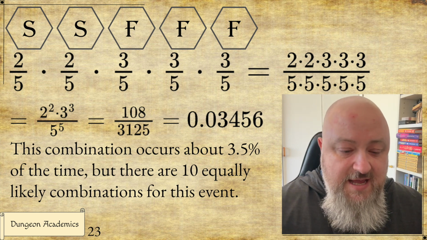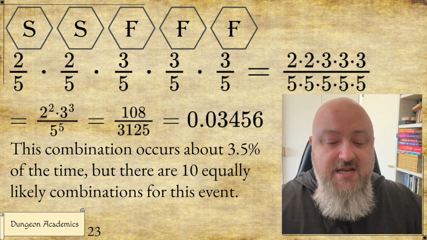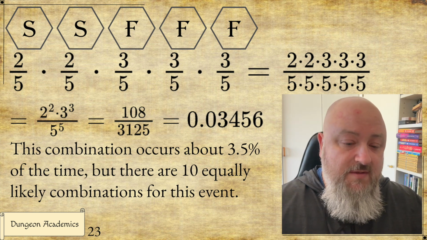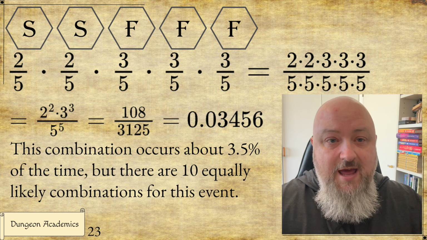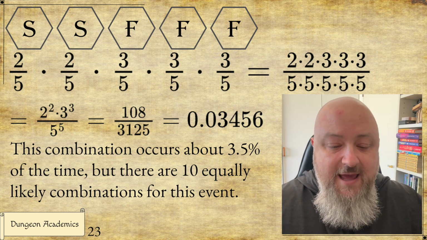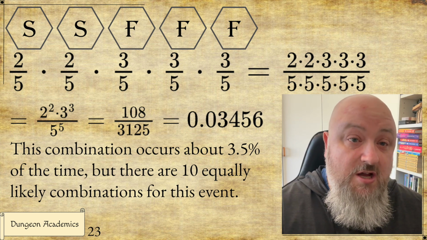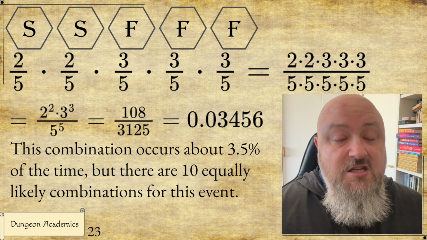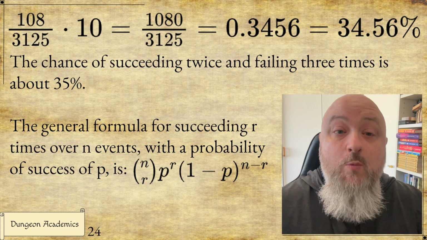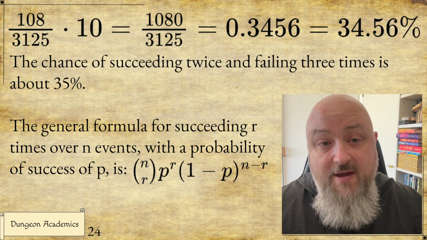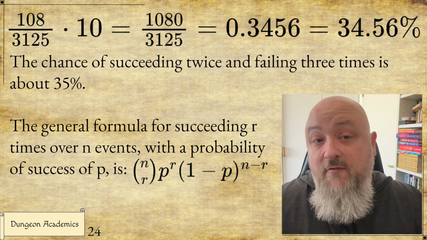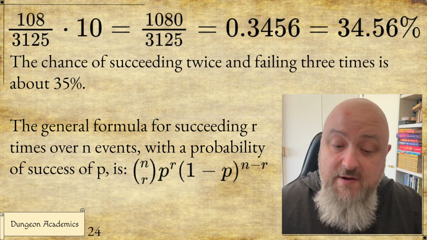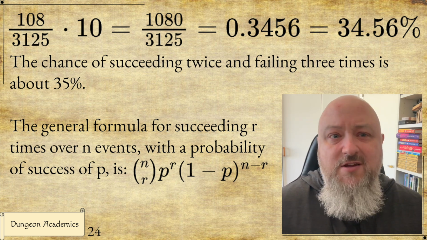If we multiply these together, we get a result of 0.03456. That's about 3.5%. So each arrangement of 2 successes and 3 failures has about a 3.5% chance of occurring. But remember, there are 10 combinations for this. So we need to multiply that result by 10. And when we do, we get about 34.56% chance. So for our barbarian to dash down that corridor and set off 2 of the traps and avoid 3 of them, we have about a 35% chance.